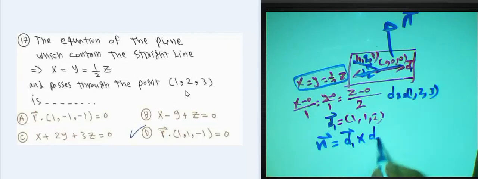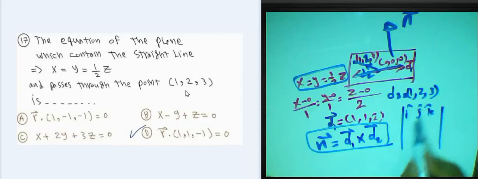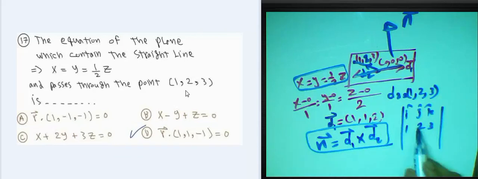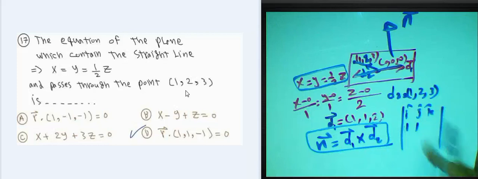We can find the cross product between d1 and d2 to find vector n. Write here i, j, and k, and write d1 and d2. d1 equals (1, 1, 2), and d2 equals (1, 2, 3). You can replace them as you like, never mind, because the sign will be reversed, and you can put a negative outside the coefficient to find the result.